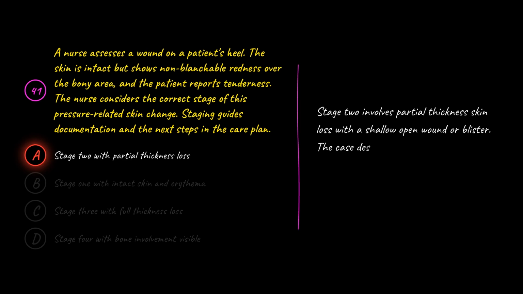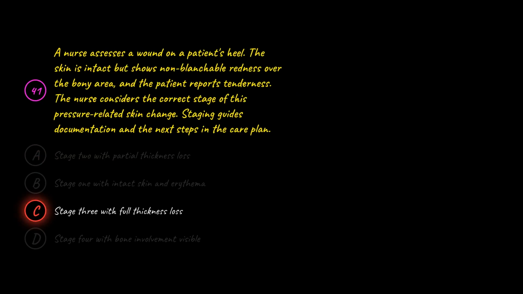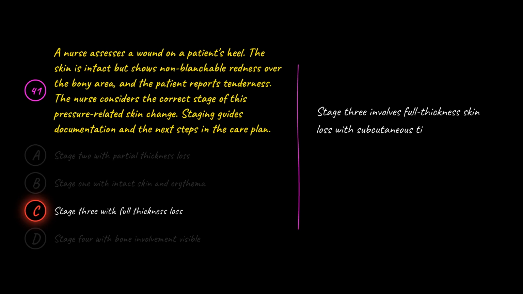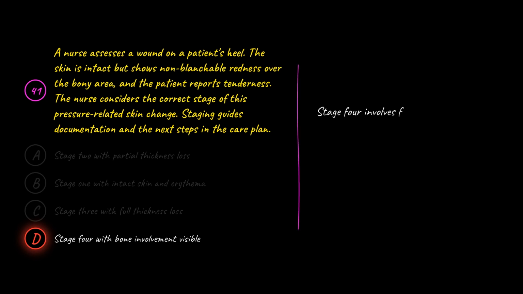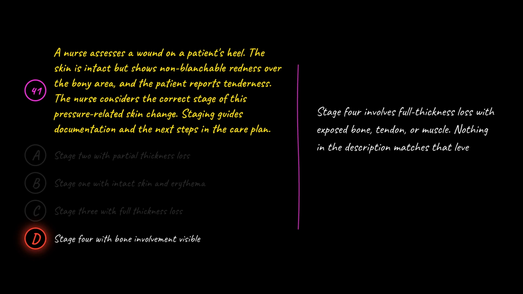blister. The case described still has intact skin, which rules out stage 2 and points toward an earlier classification. C is wrong because stage 3 involves full thickness skin loss with subcutaneous tissue visible. The presentation does not match an open wound at all, since the skin remains intact in this case so far. D is wrong because stage 4 involves full thickness loss with exposed bone, tendon, or muscle. Nothing in the description matches that level of damage. The skin is closed and only redness is currently observed at the heel.